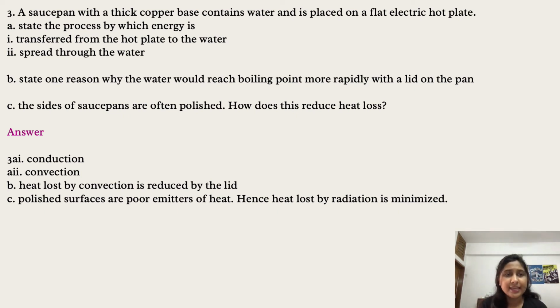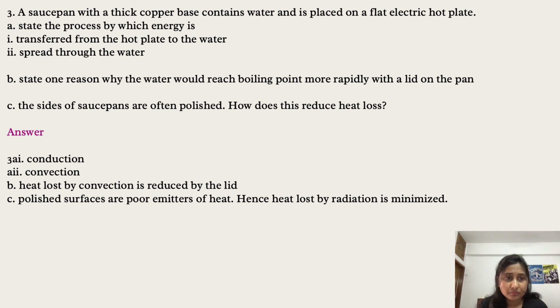The second one says, state the process by which energy is spread through water. This is convection for sure, as convection occurs only in liquids or fluids, where a fluid at the heat source warms up and becomes less dense than the surrounding fluid. Now moving on to 3b. It says, state one reason why the water would reach boiling point more rapidly with a lid on the pan. If the saucepan is covered with the lid on top of it, why would water reach boiling point more rapidly? The answer is heat loss by convection is reduced by the lid. If there is no lid, then the heat loss will be more. But if we cover the pan with the lid, then the water would reach boiling point more rapidly because the heat loss is very much reduced.